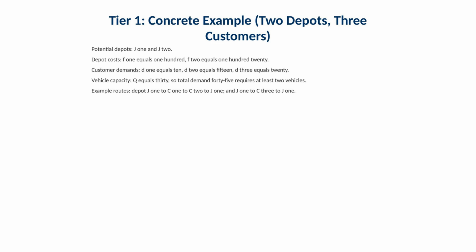In the concrete example, there are 2 candidate depots and 3 customers. Depot 1 has fixed cost 100, and Depot 2 has fixed cost 120. Customer demands are 10, 15, and 20, and vehicle capacity is 30. Since total demand is 45, one vehicle is not enough, and you need at least 2 vehicles. A plausible solution opens Depot 1 and creates 2 routes. One route serves customers 1 and 2, and another route serves customer 3.